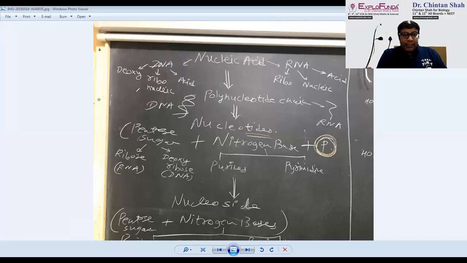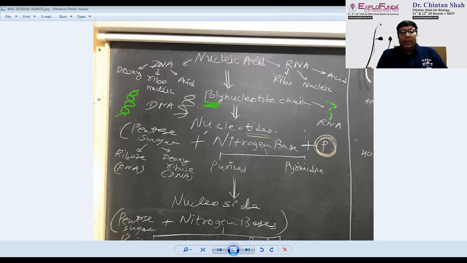So one is going like this. So this is one polynucleotide chain, and the other is going like this. So in the DNA, there are two polynucleotide chains, while in the case of RNA, there is only one polynucleotide chain. Poly means many. Many nucleotides will give rise to this chain.